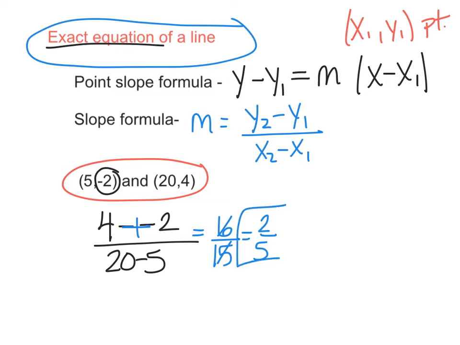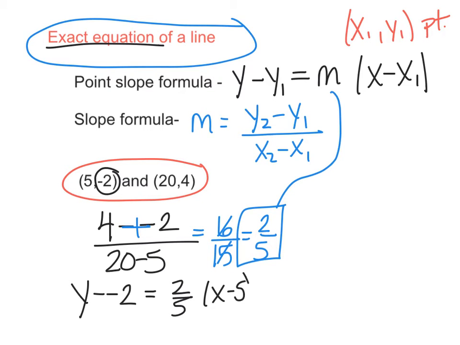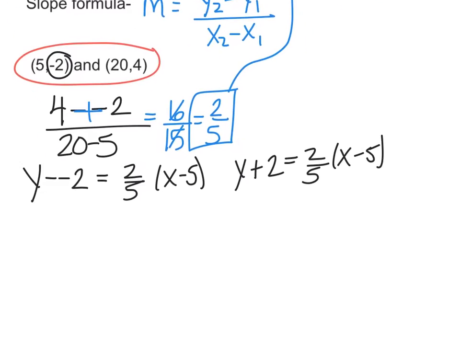Now that I have my slope, that's going to go in my m, I can pick either point that's on this line. It really doesn't matter, either the 5, negative 2, or the 20, 4. So I'm going to go with the 5, negative 2. So y minus negative 2 equals my 2/5 times x minus 5. So I'm going to say that's really y plus 2 equals 2/5 times x minus 5. Now let's go ahead and solve for y. It's a little good practice here for us.